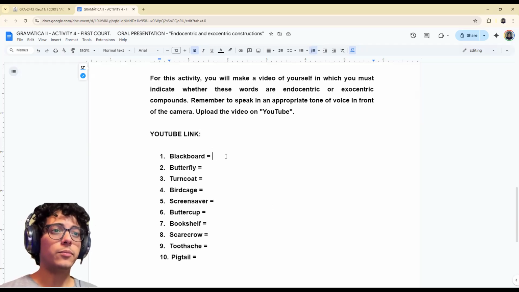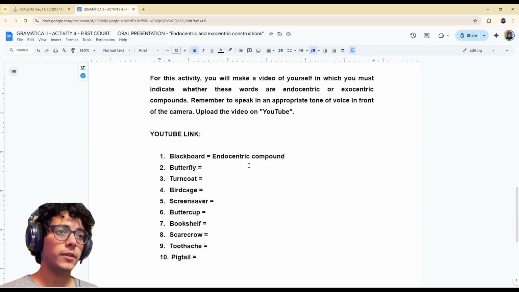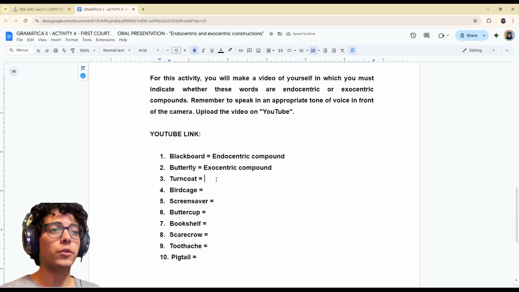First, we have blackboard, which is an endocentric compound. Butterfly is the second word. Butterfly is an exocentric compound. Turncoat is the third word, which also is an exocentric compound.